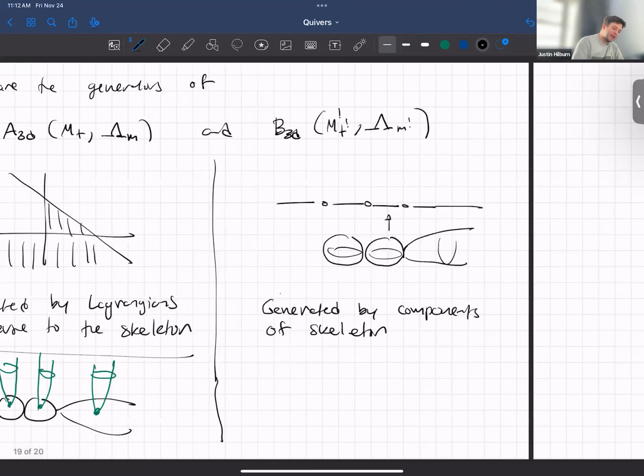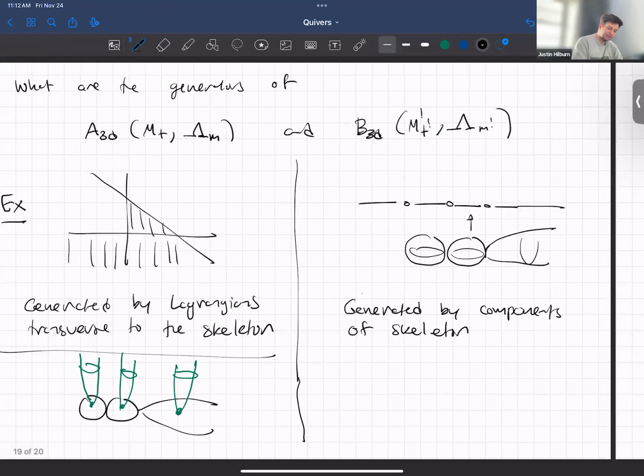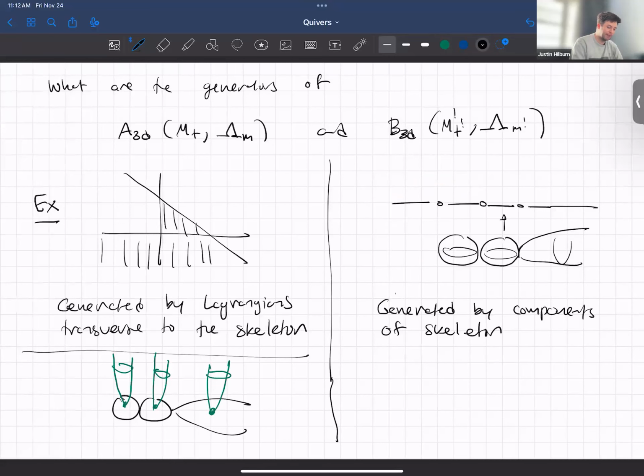So that's how I knew in this example that I wanted to choose things that were generated transverse to the skeleton. This is not a mathematical argument. It's just I'm trying to make everything consistent.